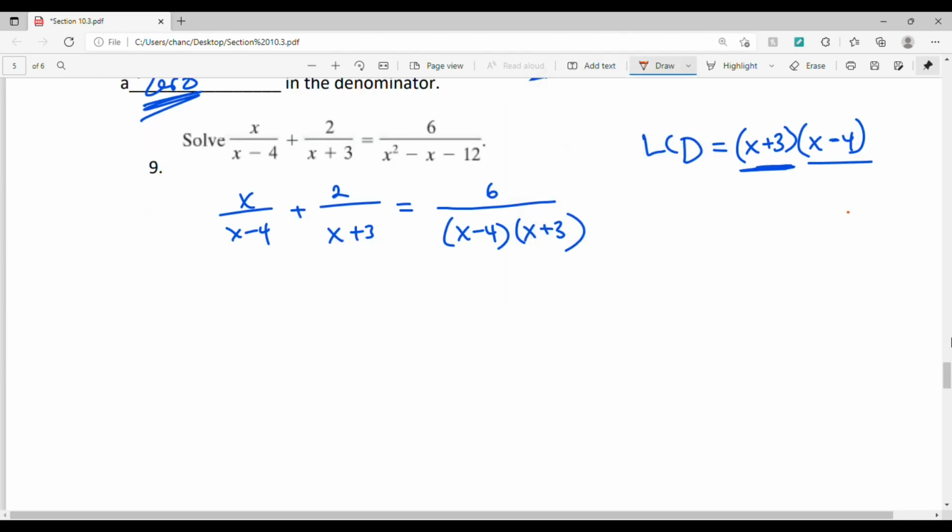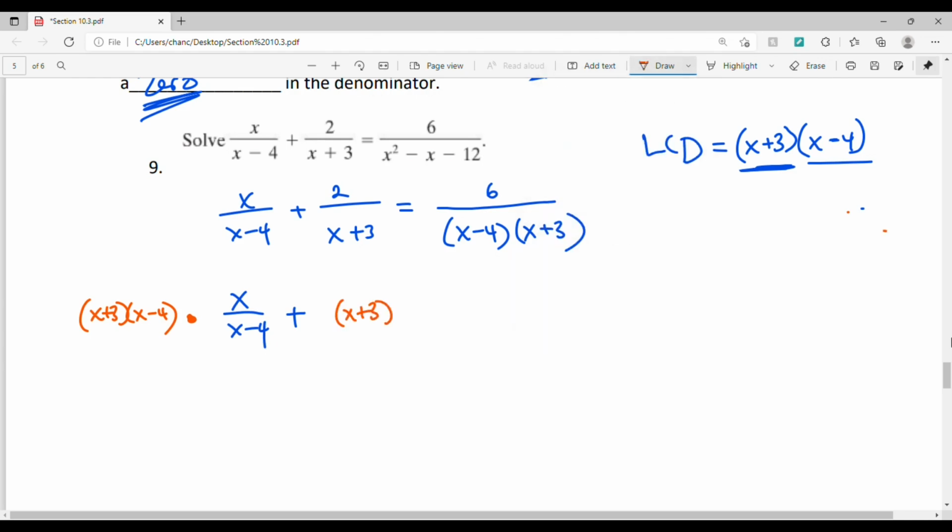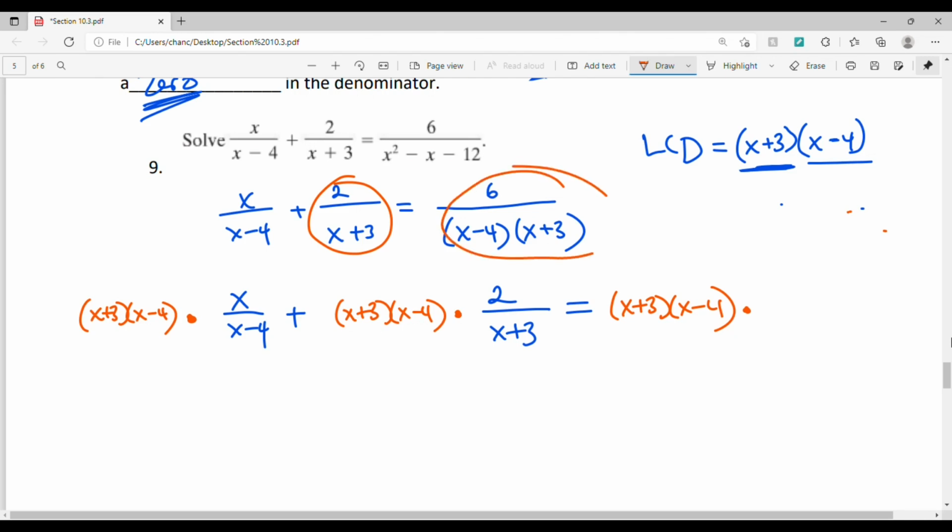And so we're going to multiply now the LCD, x plus 3, x minus 4, times the first term. And that first term is x over x minus 4. Then we're going to use the LCD again. This is x plus 3, x minus 4 times the second term now, which is 2 over x plus 3. This is equal to the LCD again, x plus 3, x minus 4, times the last term, which is this big fraction here. So we have 6 divided by x minus 4, x plus 3.